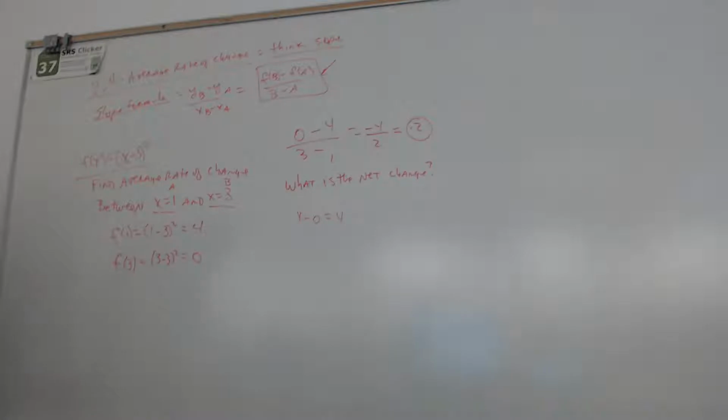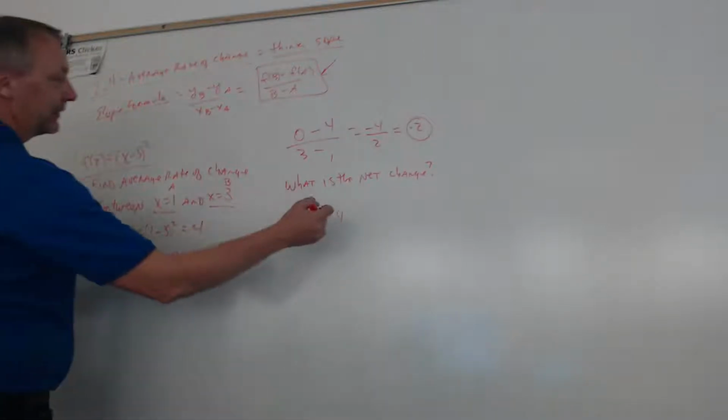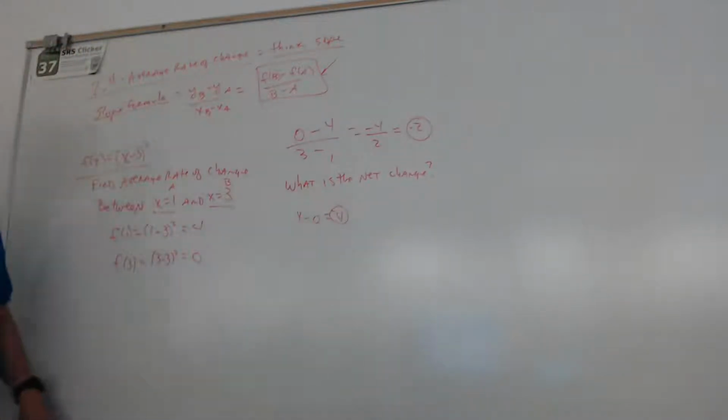So that's it? It's just the numerator? Yeah, it's just the numerator. Oh, except they went negative, whatever. Negative 4, positive 4, I don't really care. It's 4 minus 0, it's a net change. I don't think I'm going to ask you that. I'm going to ask you for the average rate of change. That's what I'm more concerned about.